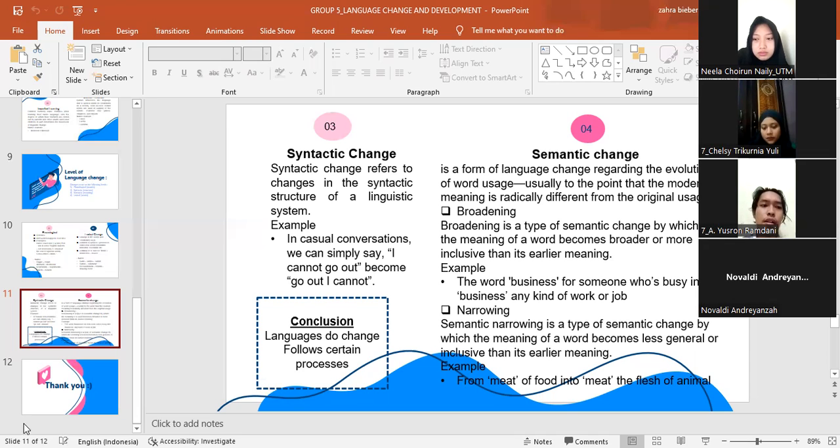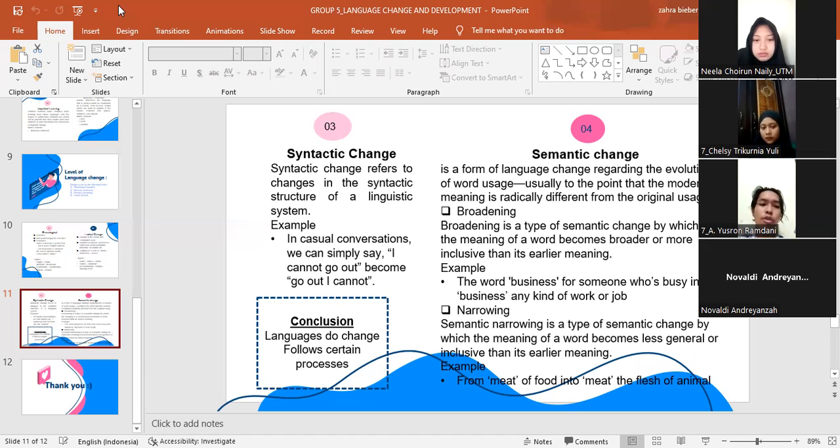Then the narrowing. Semantic narrowing is a type of semantic change by which the meaning of a word becomes less general or inclusive than its earlier meaning. So yeah, it is the opposite of broadening. Broadening is more general and more usable in wider contexts, but in narrowing it becomes more specific. Yes, more specific.